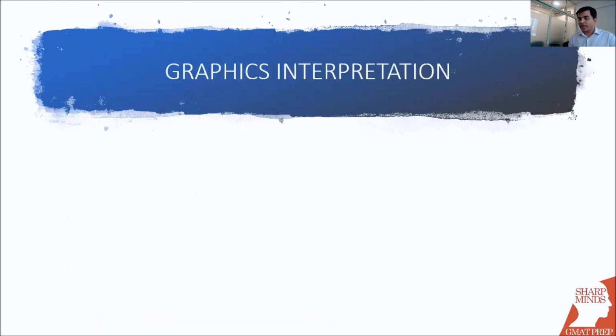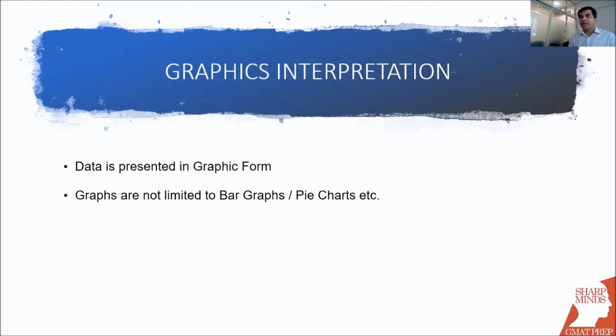So the first question type is graphics interpretation. Data is presented in graphic form, and you might be familiar with some graphic presentations such as pie charts, bar graphs, line graphs, which you might be using. However, on GMAT, when we talk of graphics interpretation, you can be looking at almost any kind of graphic data.